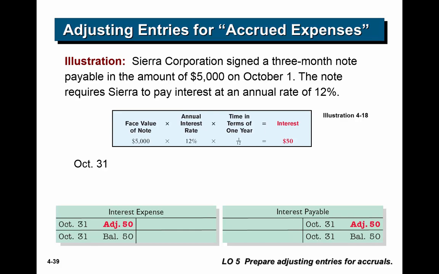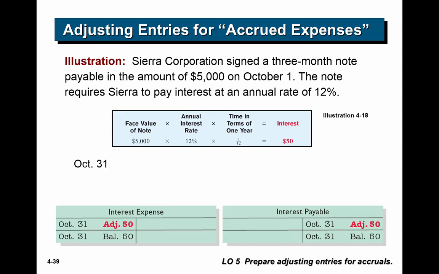Here's the example. Sierra Corporation signs a 3-month note payable in the amount of $5,000 on October 1st. The note requires Sierra to pay interest at an annual rate of 12%. So the assumption here is that we're going to pay the principal and the interest back when the loan is due in 3 months. So each month we're incurring a cost of borrowing this money.